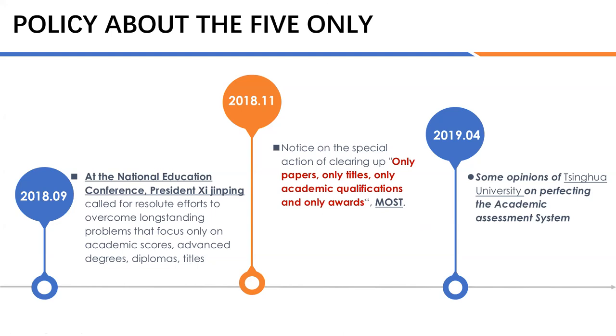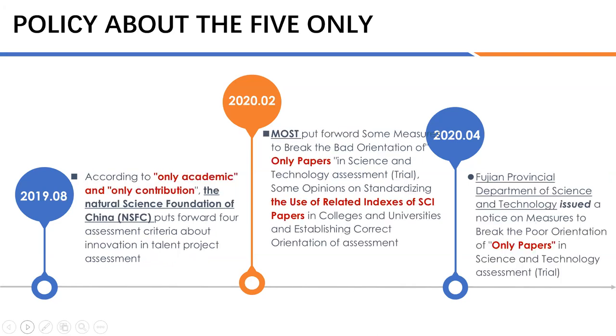And in April 2019, Tsinghua University, a famous school in our country, gave some opinions on perfecting the academic assessment system. And in August 2019, against the only academic and only contribution, the Natural Science Foundation of China, we call it NSFC, put forward four assessment criteria about innovation in talent project assessments.